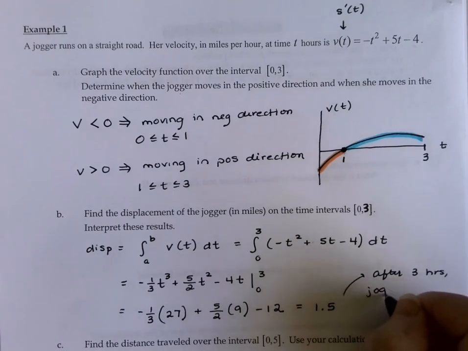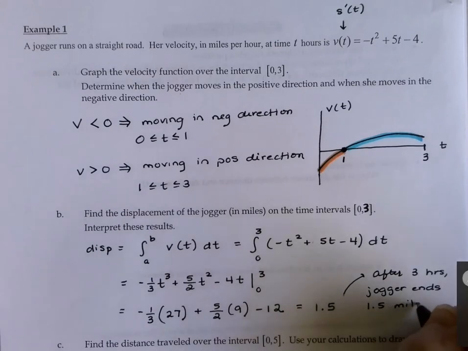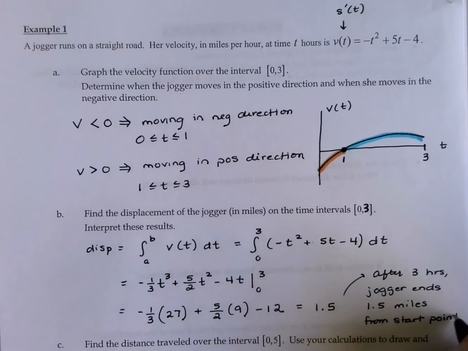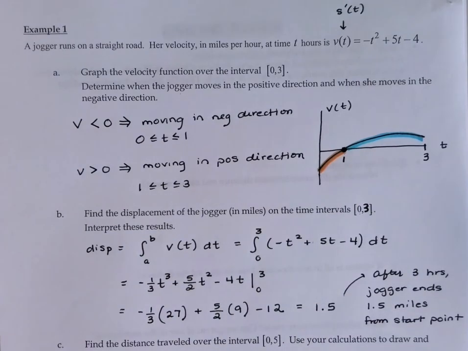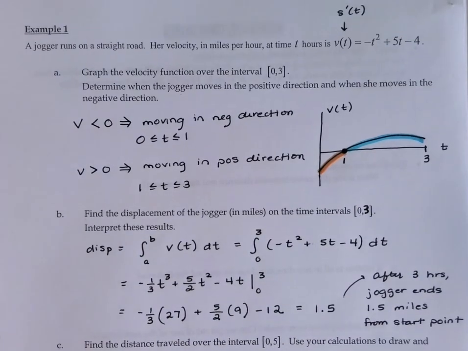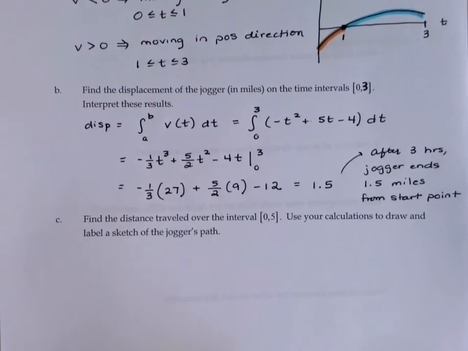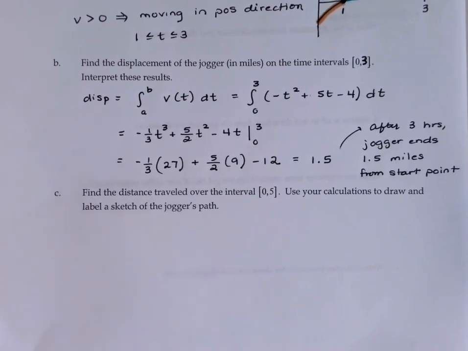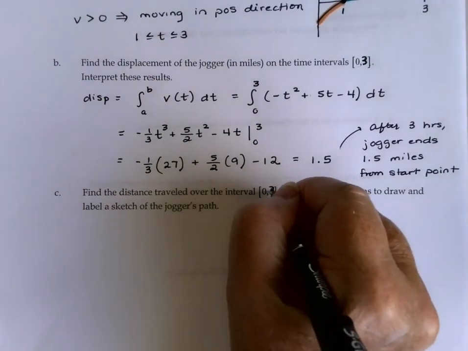So after 3 hours, the jogger ends 1.5 miles from the starting point. All right, let's compare that to the distance traveled, which is the next question. Again, I typo here, let's make that 0 to 3.